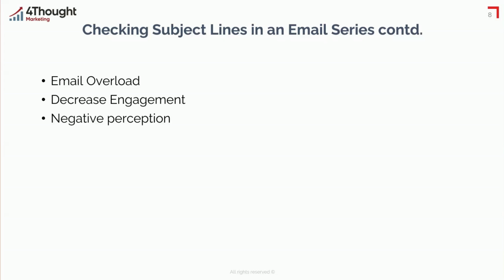Then the third point will be negative perception. Making you seem unorganized or overly aggressive in your marketing approach can ultimately lead to negative brand perception. And last will be the spam filters. Once you share repeated emails with the same subject line, it can trigger spam filters, causing emails to end up in spam or junk rather than in the inbox.